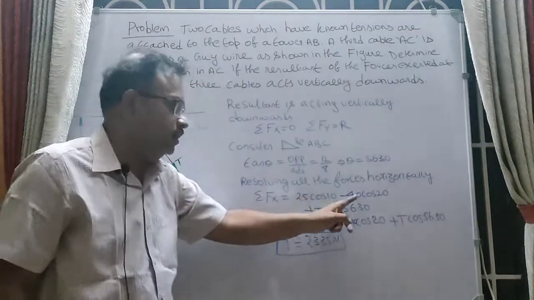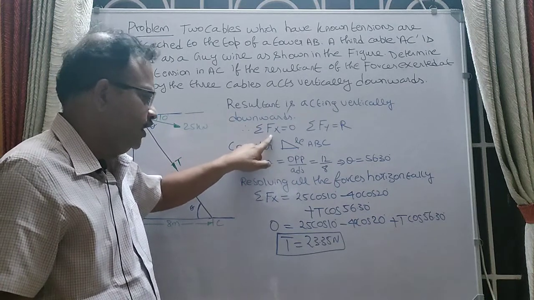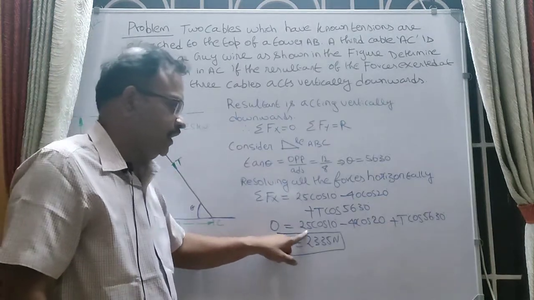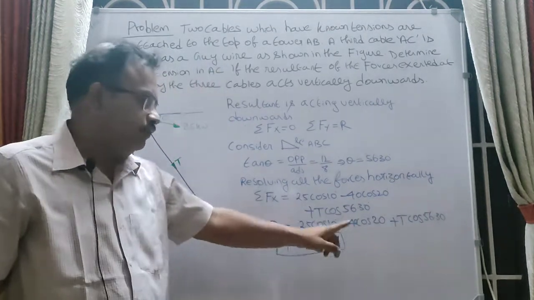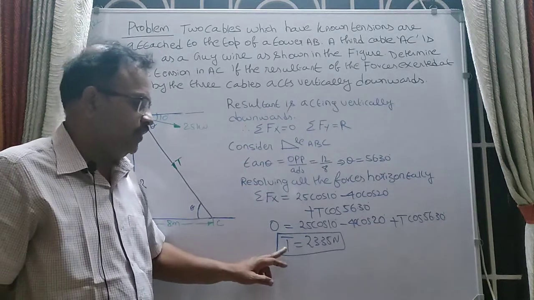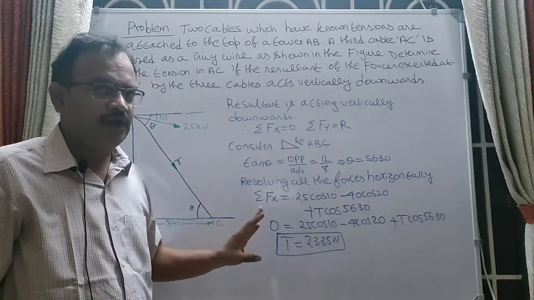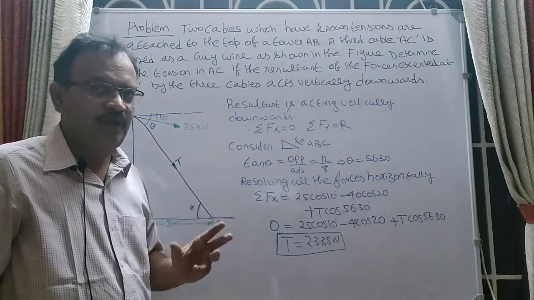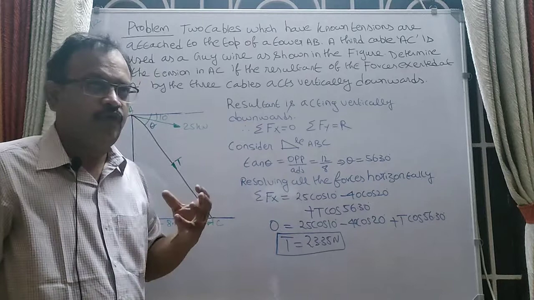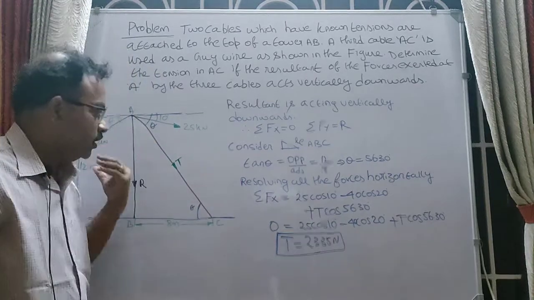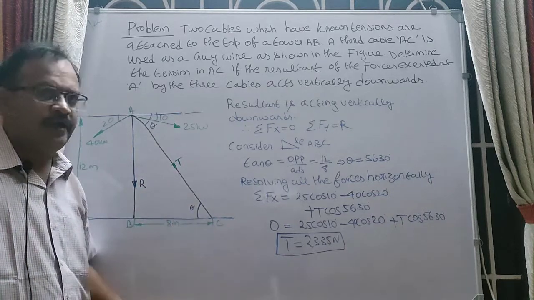Now you find the sum of all these three. Since the horizontal component of the resultant is 0, 0 equals 25 cos 10 minus 40 cos 20 plus T cos 56.30. From this you can find the tension. The value of tension is obtained as 23.35 kN. So I think you might have clearly understood how to apply this concept of resolving the forces to determine the magnitude and direction of the resultant.